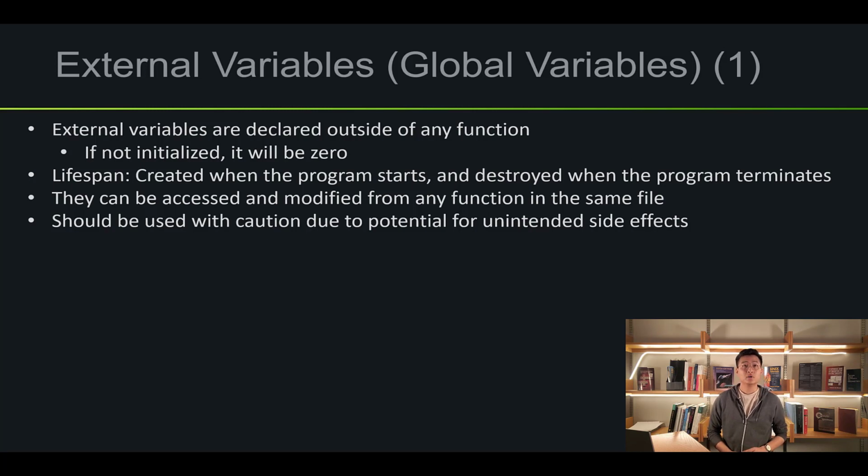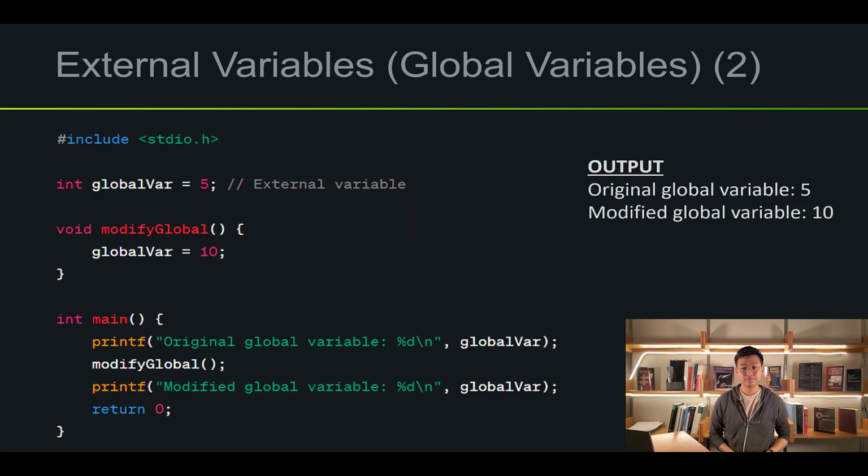The lifespan of an external variable begins when the program is created, and it is destroyed when the program terminates. This is very different from the other variables that we've seen. They can be accessed and modified from any function within the same file, and because they exist throughout the entire program, whenever we access and modify them, we need to be careful not to change them by mistake. Let me show you a very short C code.